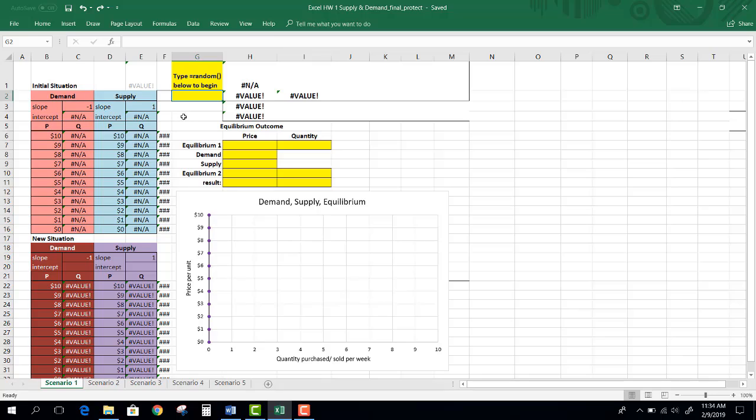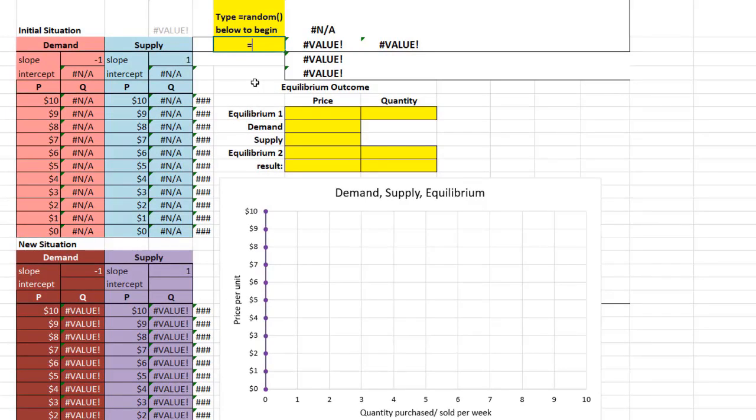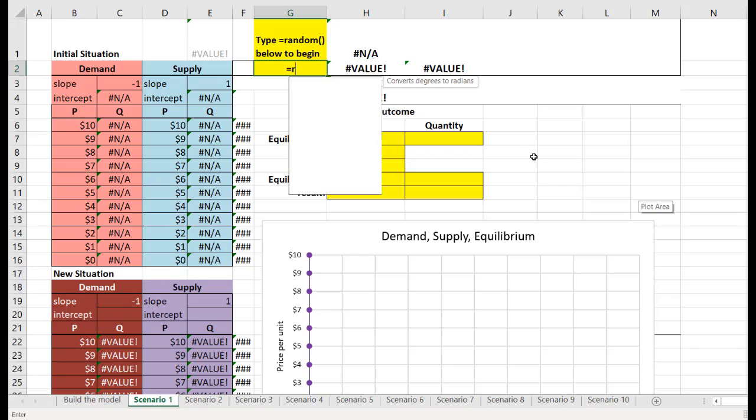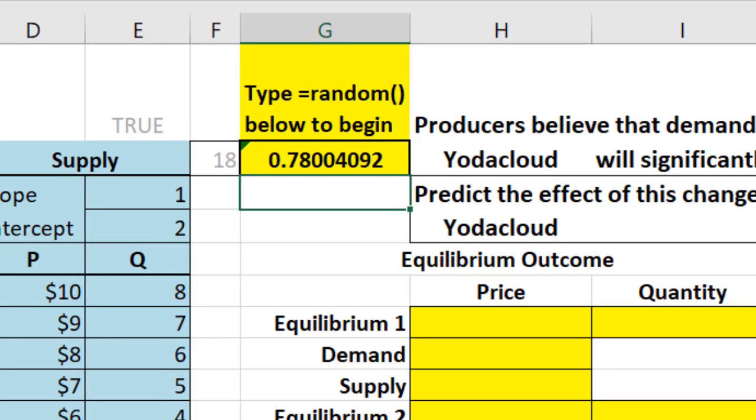Once we launch the scenario, which we do by typing in here G2 equals random number, let's go ahead and do that. So for every scenario, you have to go and type this in and hit enter. Okay, so here's an update for those of you in Econ 201. This is homework 3 in Econ 201. We're going to type in equals random, open parenthesis, close parenthesis, enter. That generates a random number.